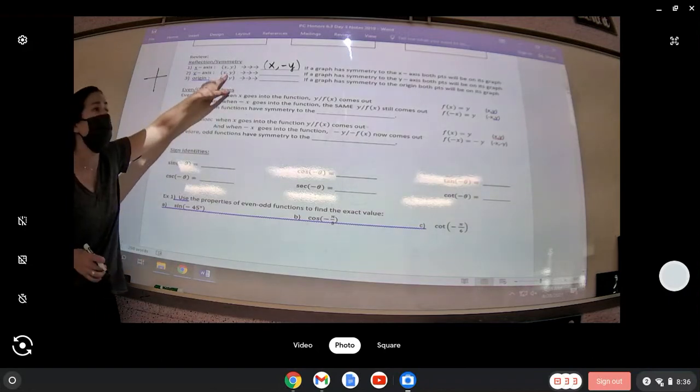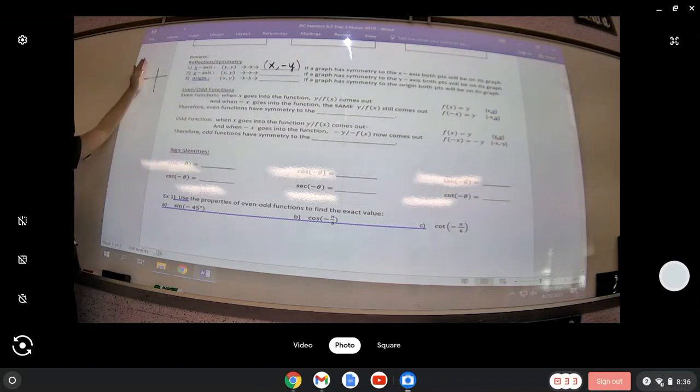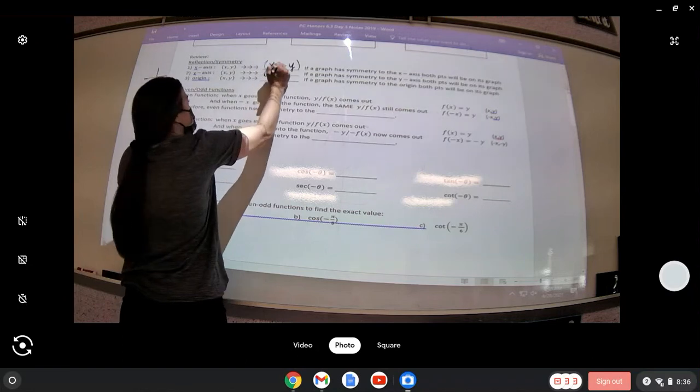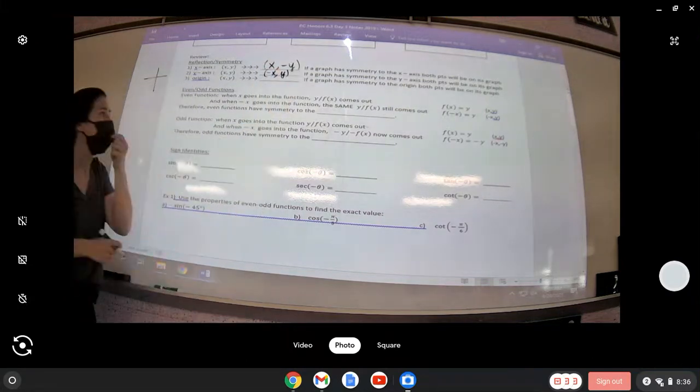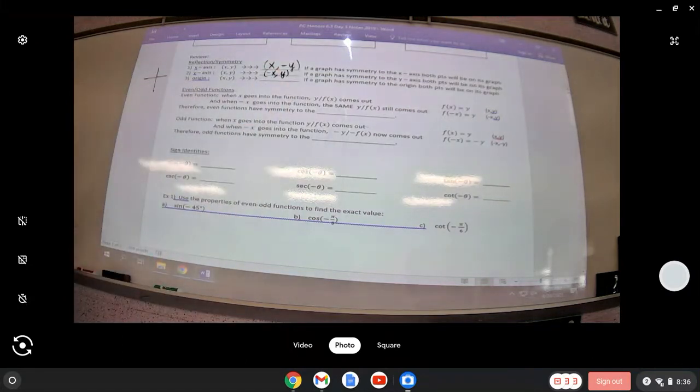Y-axis symmetry. If you take a point (x, y) and reflect it over the y-axis, now the x becomes the opposite, so it's (-x, y). So if any function is going to have symmetry to the y-axis, then both of these points would be on its graph: (2, 3) and (-2, 3).